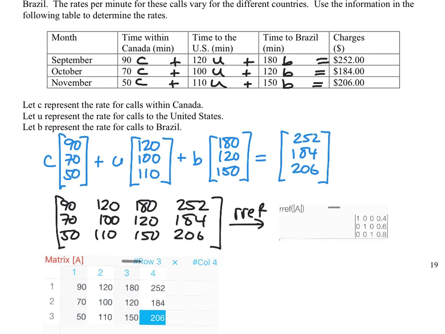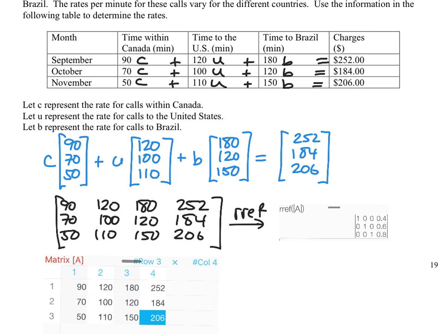All right, so the rates per minute: 40 cents, 60 cents, and 80 cents. That doesn't sound outrageous. Made phone calls within Canada, to the United States, and to Brazil. I'm not an expert on what the rates ought to be, but it does seem to make sense that calls within Canada, if he's in Canada, should be cheaper than the United States and also Brazil.